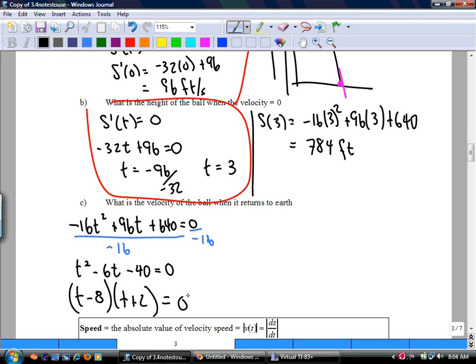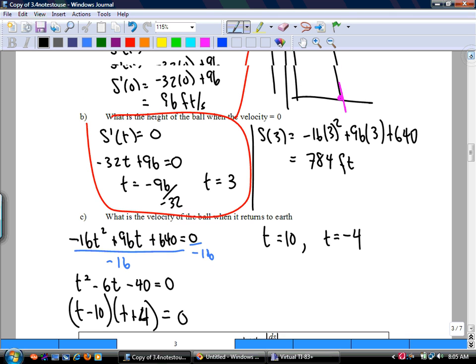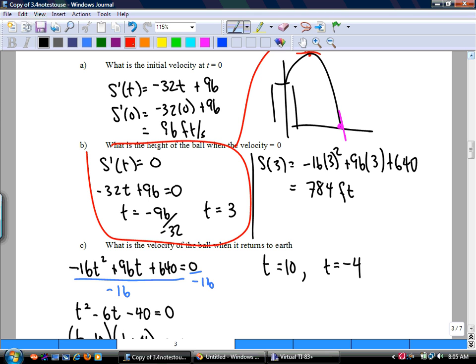Does the negative 2 make sense to you? Look at the graph of the building. Does that make sense to you on the graph now? Because all you're doing is extending this graph back and it touches at negative 2. And it doesn't exist there because you can't go back in time.